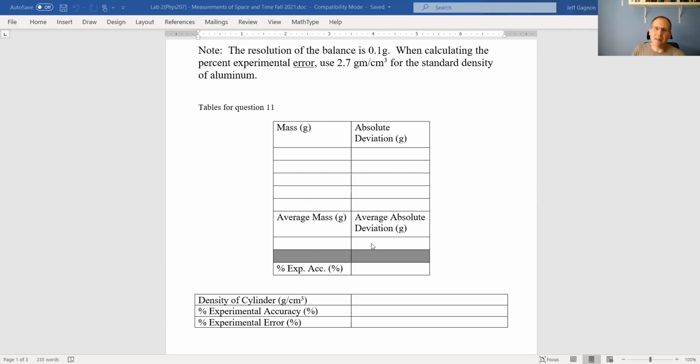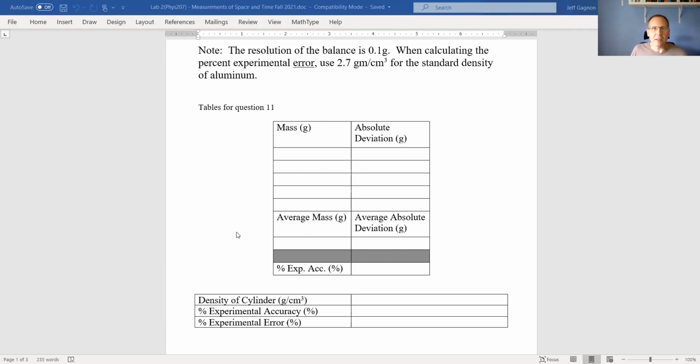But then you can't just use 0 here, right? When you average these, remember, you have to always use at least the resolution of the instrument for your average absolute deviation. So if you have a bunch of measurements that have very small variability, or even if they're all the same, then here you're going to have to always use the resolution of the instrument. So in this case, you'd have to use 0.1. So then to find the percent accuracy for mass, it'd be 0.1 divided by this average mass times 100. And that would be your percent accuracy.